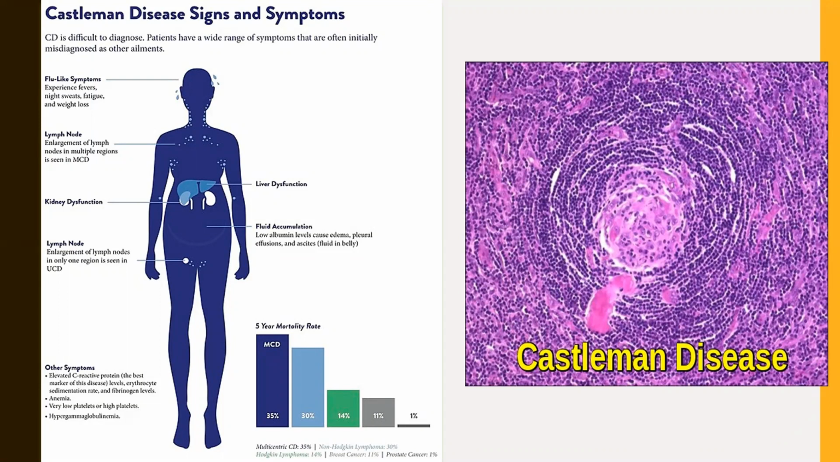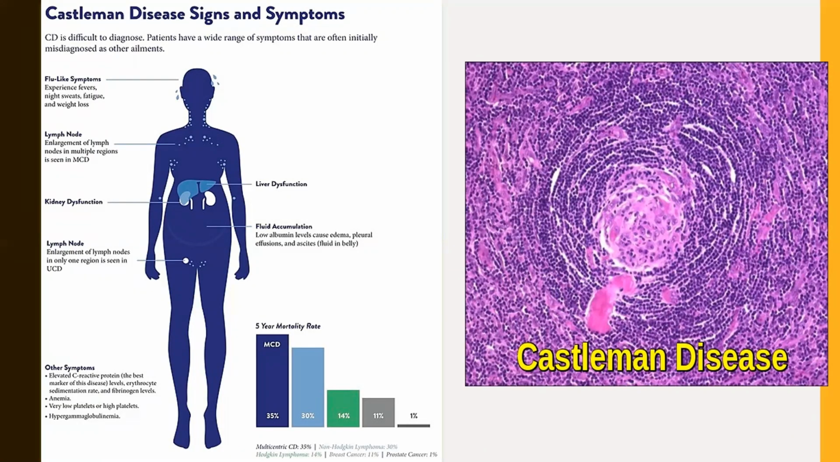So at the right side, you can see a picture of Castleman's disease. So here, this picture is of Castleman's disease lymph nodes. Most doctors look at this as infected lymph nodes and often diagnose it as Hodgkin's lymphoma, non-Hodgkin's lymphoma, rheumatoid arthritis, even lupus, but they mistake it for another type of disease, and that is Castleman's disease.